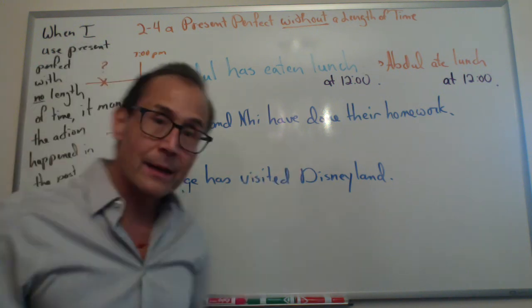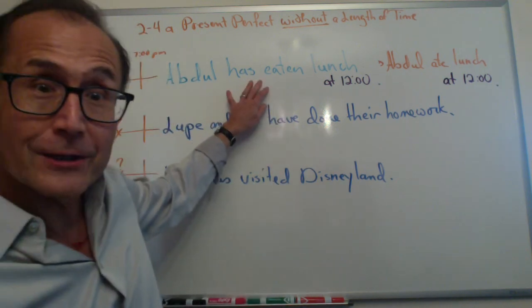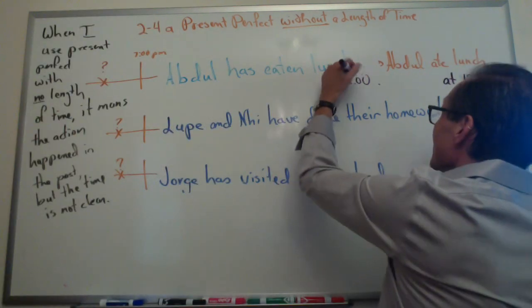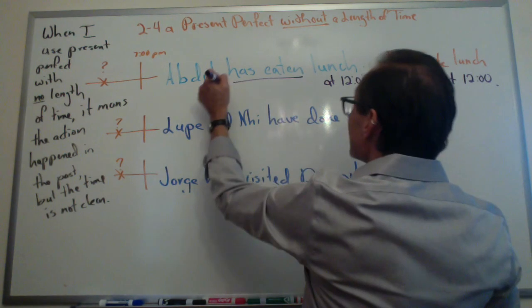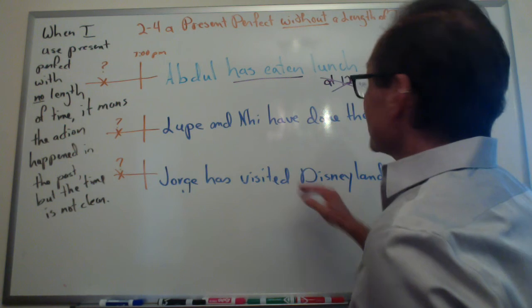Okay. Here's the answer. This is not a good sentence in English. I cannot say the time. When I use present perfect with no length of time, I cannot say the time in the past. Okay?